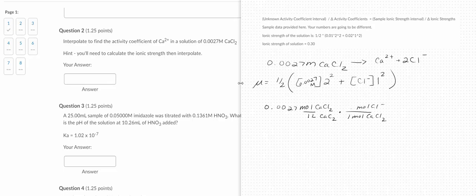Now the concentration of our chlorine is going to be different than that, and that is because of the stoichiometry involved. Here's my balanced chemical equation. I have a 2 there. So the concentration of the chlorine is going to be 2 times the concentration of the calcium. So I have 0.0054. Now I do expect your values to be different. And this bit that's added in as some sort of feedback that you'll get after you turn in your homework, that is sample data.